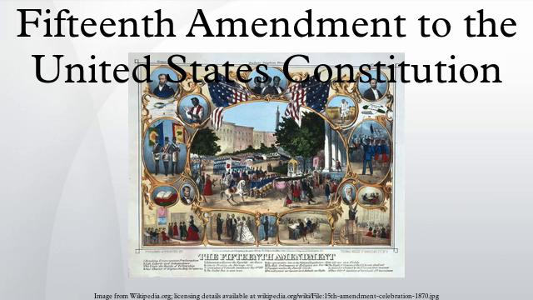The 15th Amendment to the United States Constitution prohibits the federal and state governments from denying a citizen the right to vote based on that citizen's race, color, or previous condition of servitude. It was ratified on February 3, 1870, as the third and last of the Reconstruction Amendments.